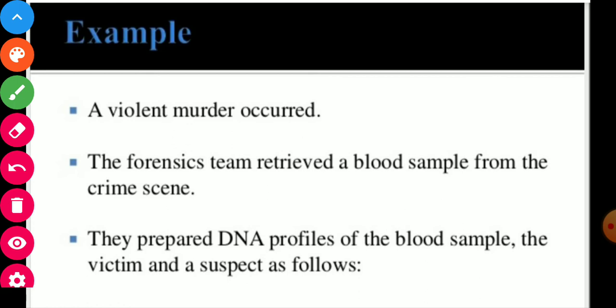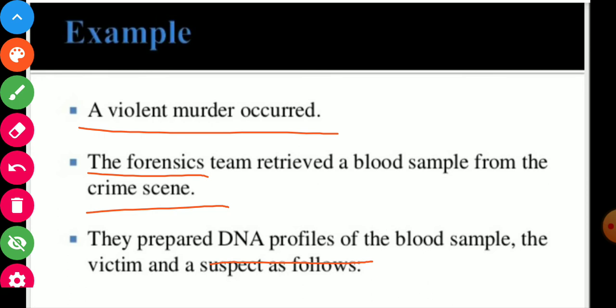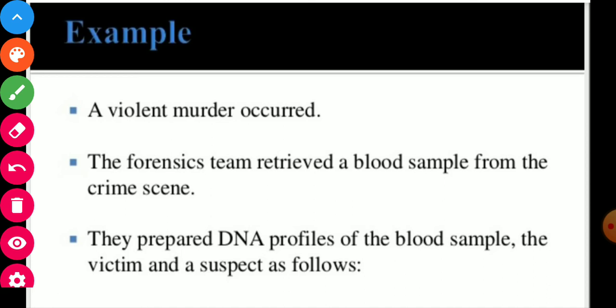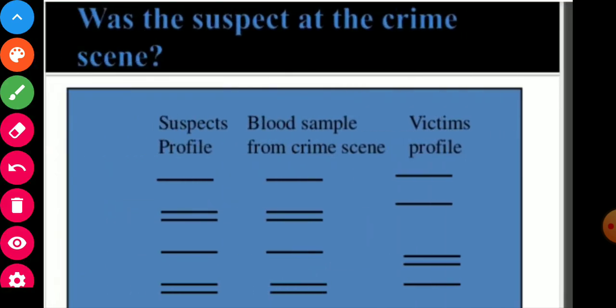Examples where it can be useful: a violent murder occurred, and the forensic team retrieves a blood sample from the crime scene. The prepared DNA profiles of the blood sample, the victim and the suspect are as follows. You will see the DNA profiles shown here: the blood sample from the crime scene, the victim profile and the suspect profile.